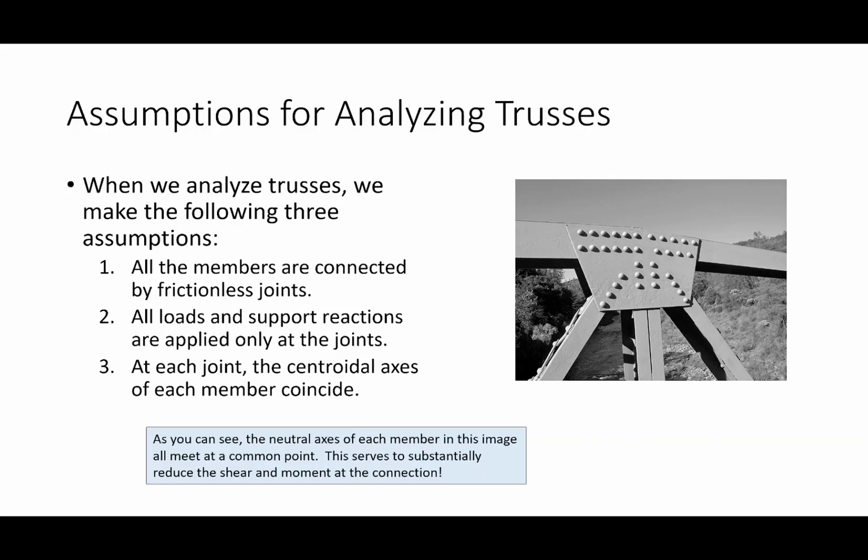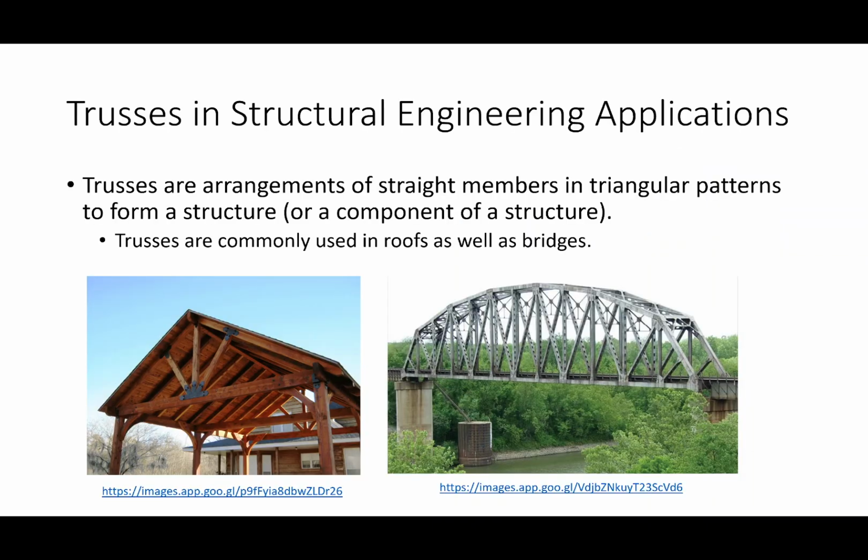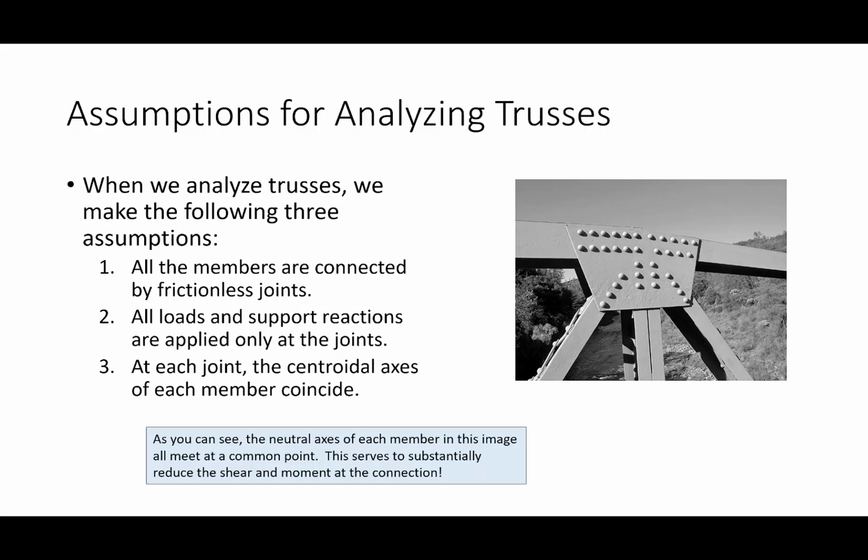The second assumption is that all of the loads and support reactions are applied only at the joints. So if I go back a couple of slides and look at this truss, I would only analyze the truss if a load is applied at this joint or this joint. I would never consider a situation where a load is applied directly on the member. If I had something like that, what I would do is distribute that load to the adjacent joints and analyze the truss that way. But also, when we design trusses, we configure them so that that doesn't happen very often. So we only apply loads or support reactions directly at the joints.